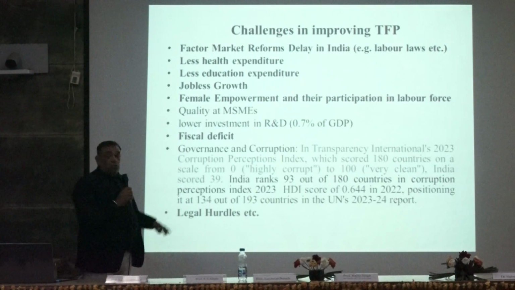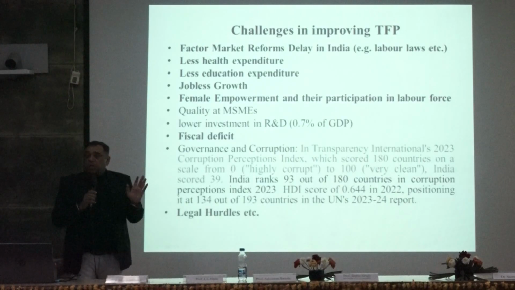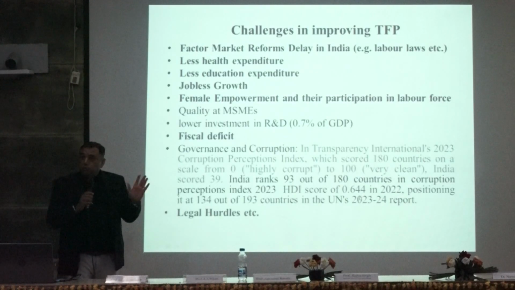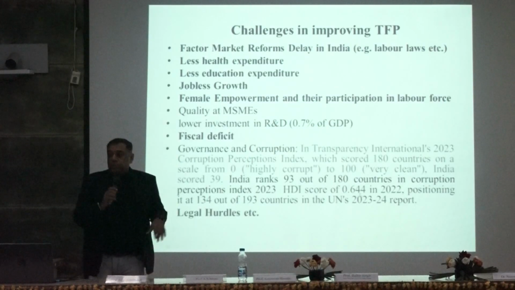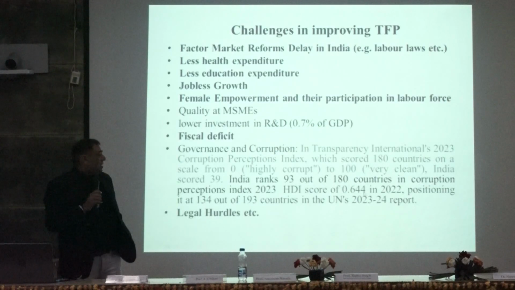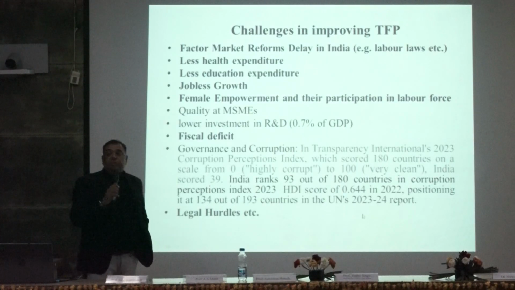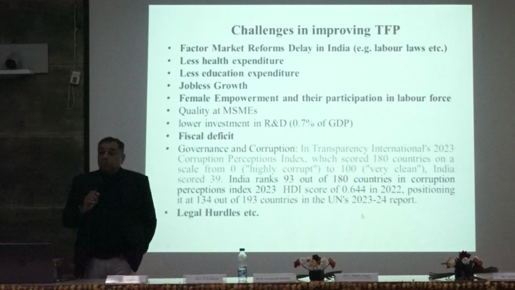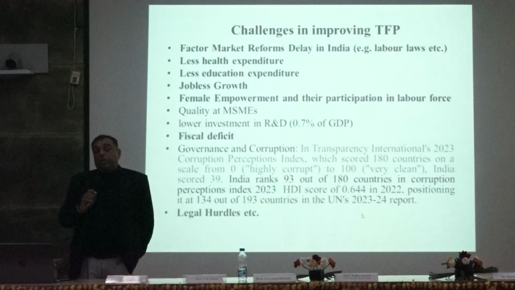Then the HDI score, the Human Development Index score. Near to 1 is much better. HDI is from 0 to 1. The latest value for India is 0.644. That means in 2022 India is positioned at 134 in the Human Development Index.